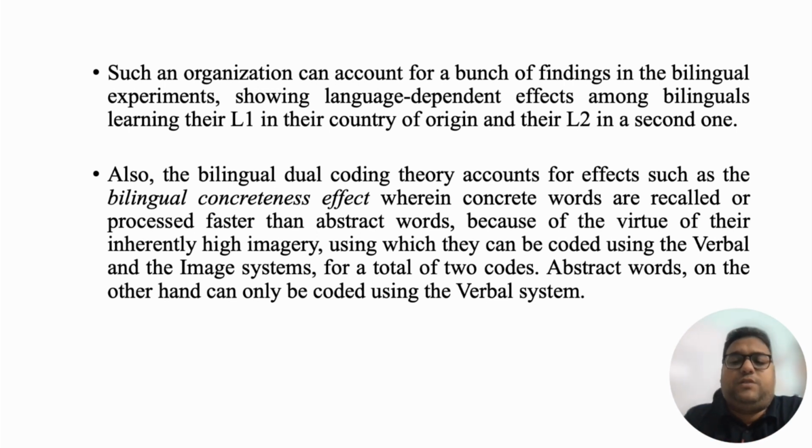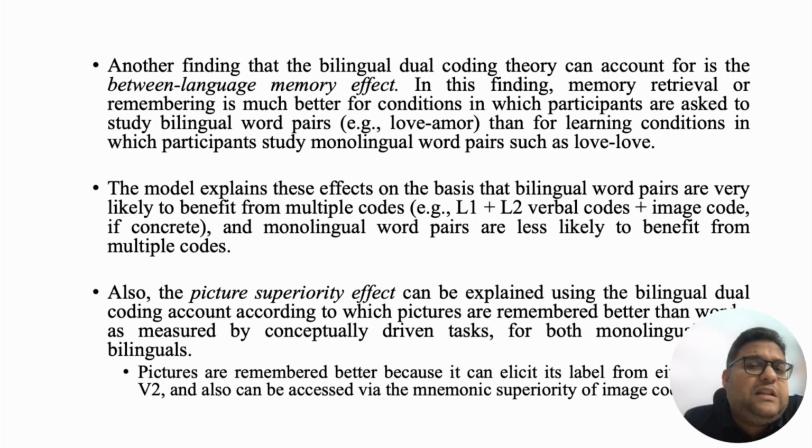Another finding that the bilingual dual coding theory can account for is the between-language memory effect. In this finding, memory retrieval is much better for conditions in which participants are asked to study bilingual word pairs, for example love and amor in English and Spanish respectively, than for learning conditions in which participants are asked to study these concepts in monolingual ways, say for example love and love, and amor and amor separately. The model explains these effects on the basis of the fact that bilingual word pairs are very likely to benefit from multiple codes.